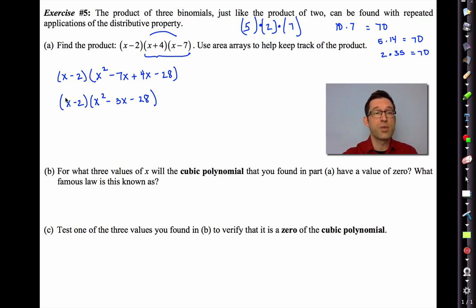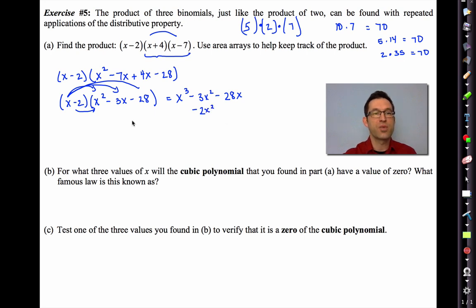And I think in this case, I'm going to do double distribution. I'm going to first multiply through by x. Gives me x cubed minus 3x squared minus 28x. I'm going to multiply through here, and watch as I do something a little bit weird. I'm going to kind of stack it almost like I'm doing double digit multiplication.